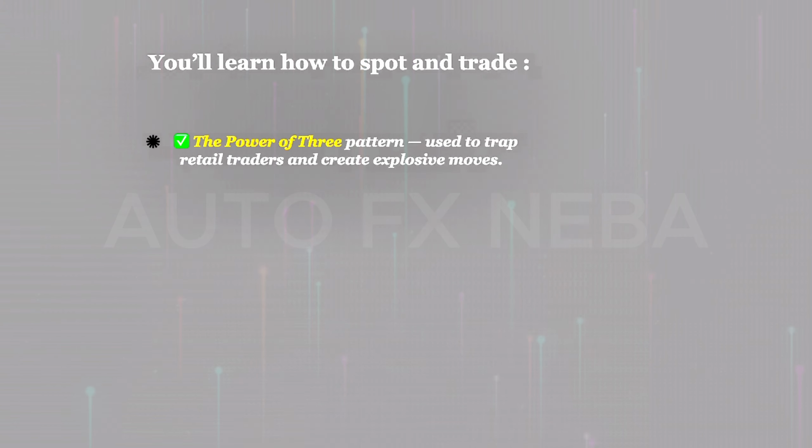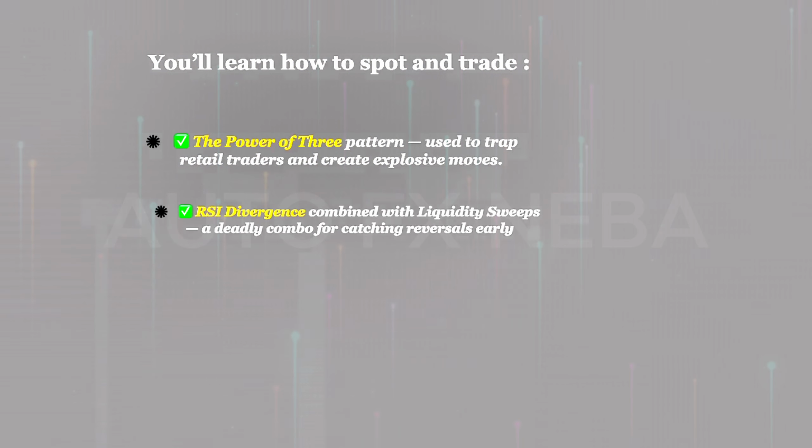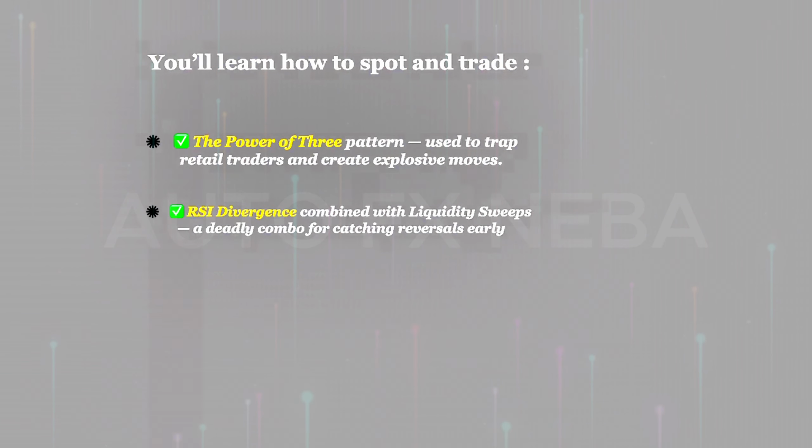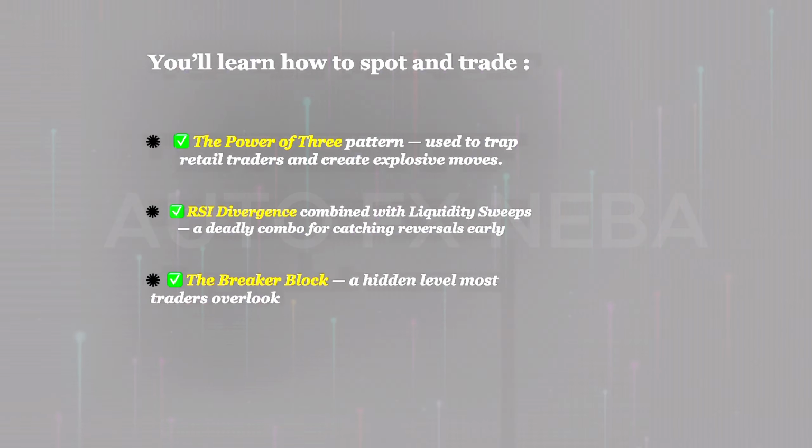You'll learn how to spot and trade the power of 3 pattern, used to trap retail traders and create explosive moves. RSI divergence combined with liquidity sweeps, a deadly combo for catching reversals early. And the breaker block, a hidden level most traders overlook but smart money uses to re-enter the market with precision. Whether you're trading Forex, crypto, stocks, or indices, these strategies will help you think and trade like the pros.